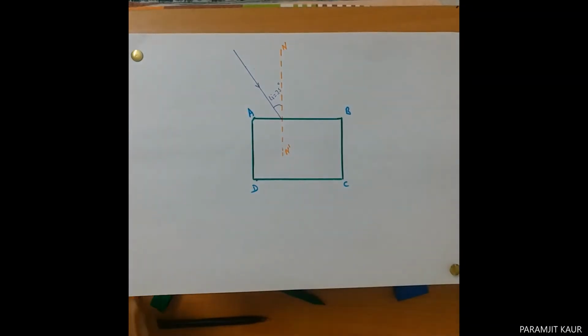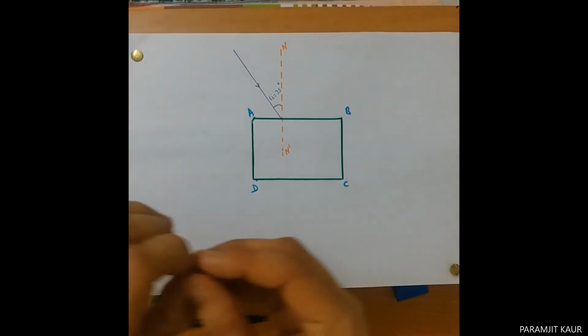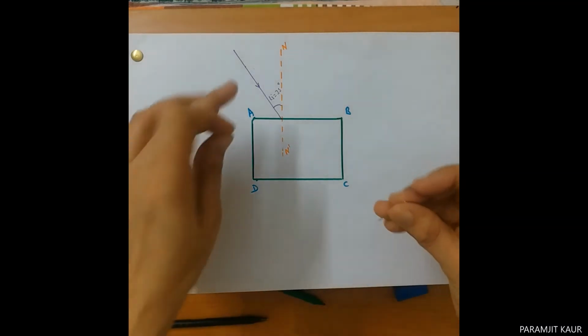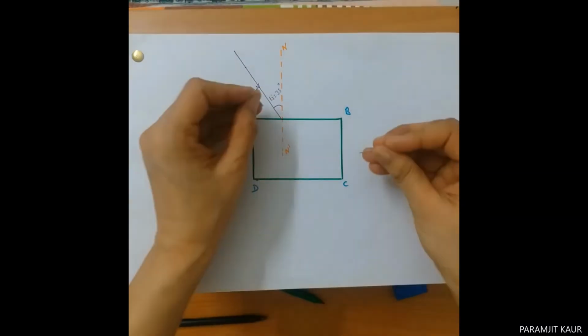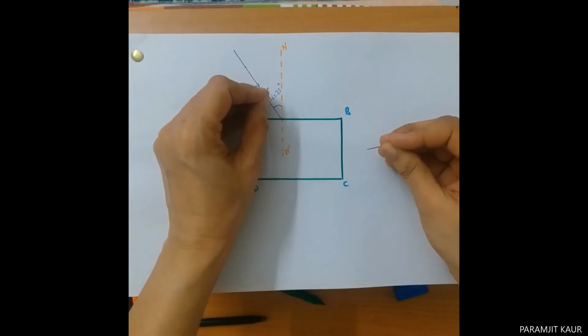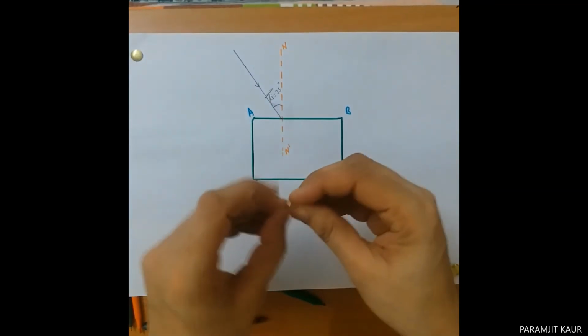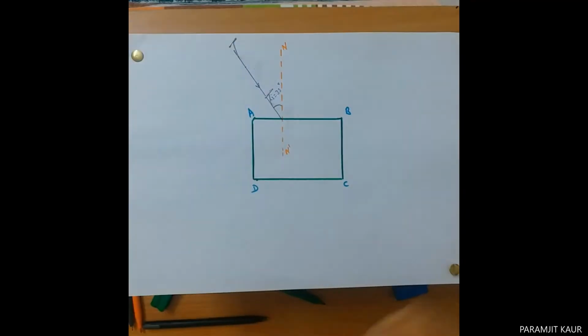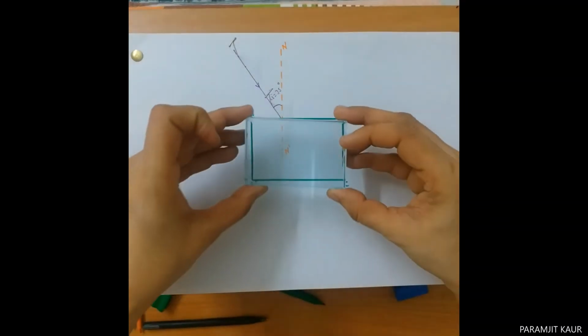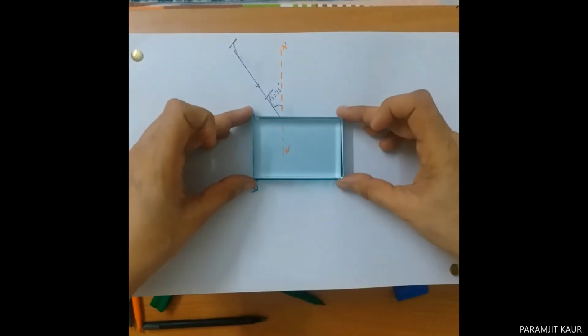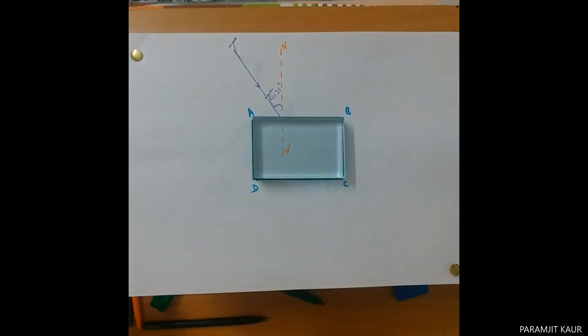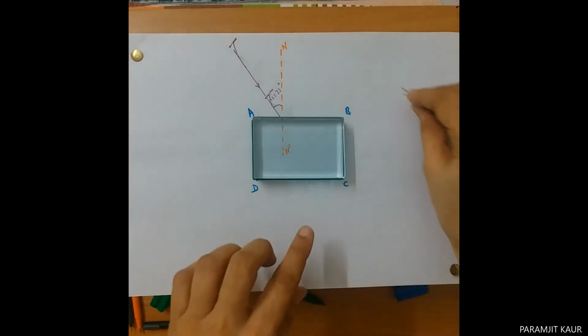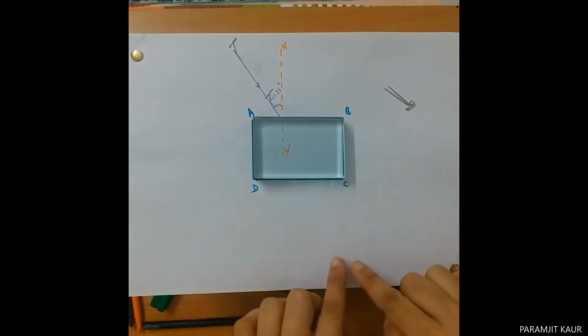Next, I'll take the two awl pins and put them on the incident ray at a distance of about 3 to 4 centimeters from each other. So say I'm putting the two pins like this on the incident ray. After putting the two pins, I'll place the glass slab on the boundary that I had traced. Now I'll take two more pins. I need to put those two pins for the emergent ray on this side.